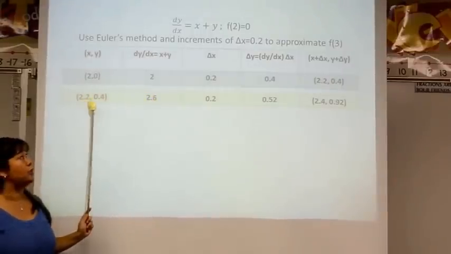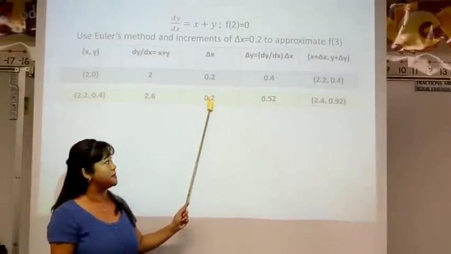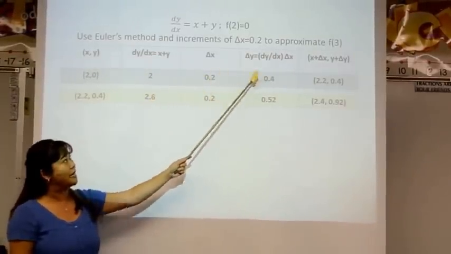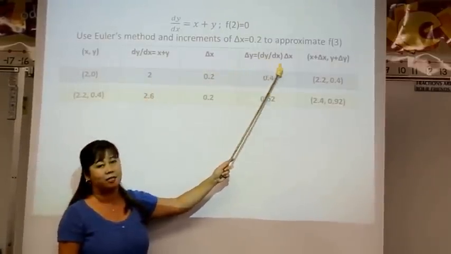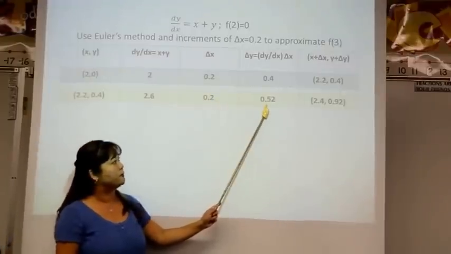So 2.2 plus 0.4 gives us 2.6. Again, this is the same, so that's not changing for us. Delta y is dy over dx times delta x. So we're going to multiply these together right there. That should give us about 0.52.